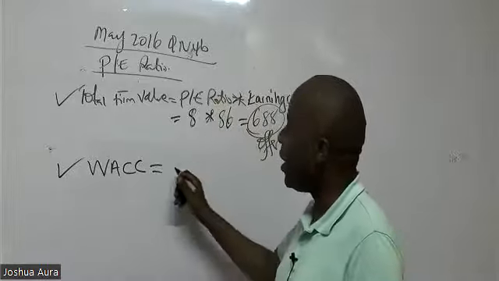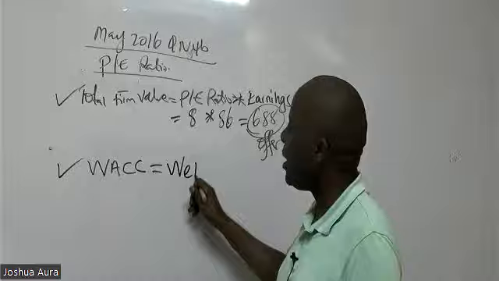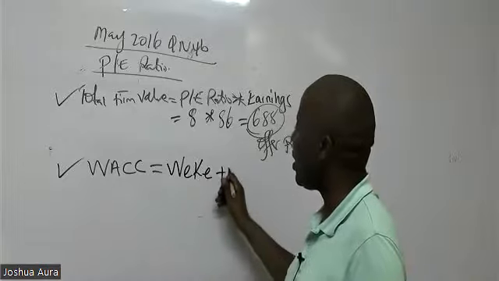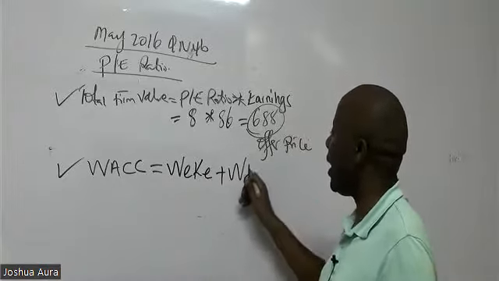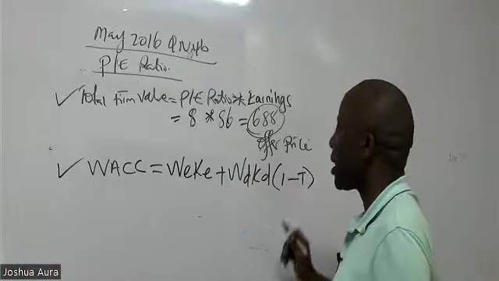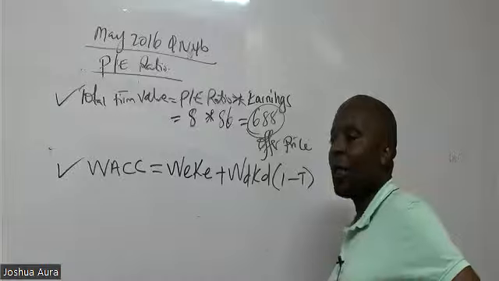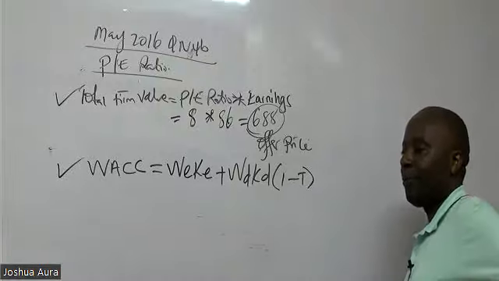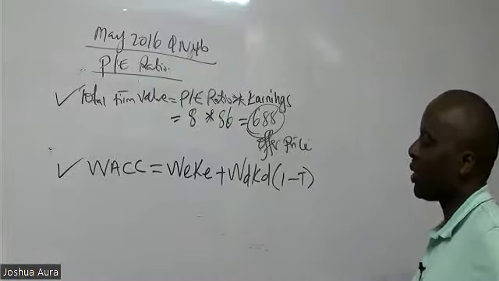So on this WACC, we normally take weight of equity times cost of equity, plus weight of debt times cost of debt. But now remember that cost of debt is tax allowable. Cost of debt, you must always subtract tax.